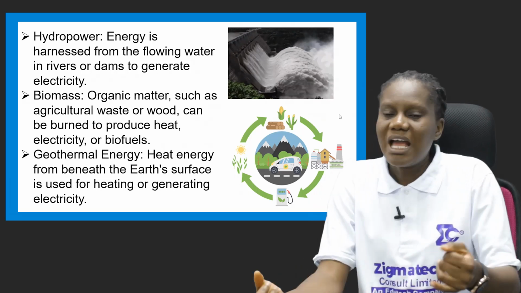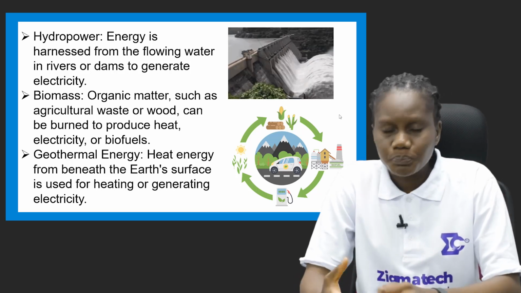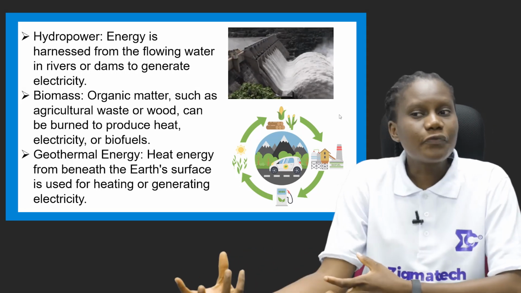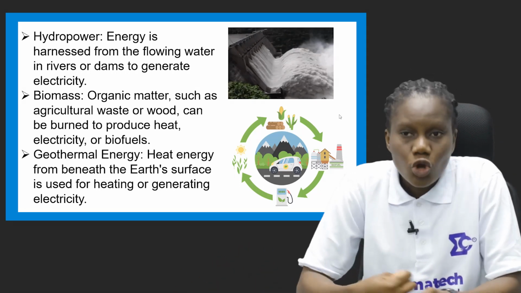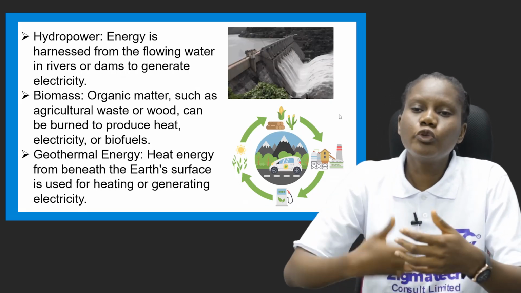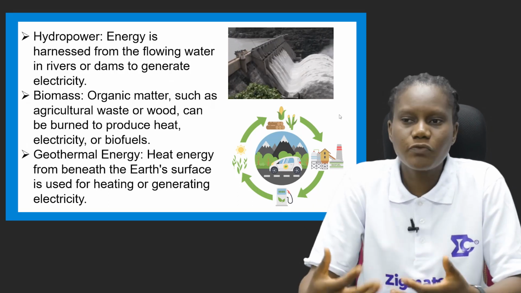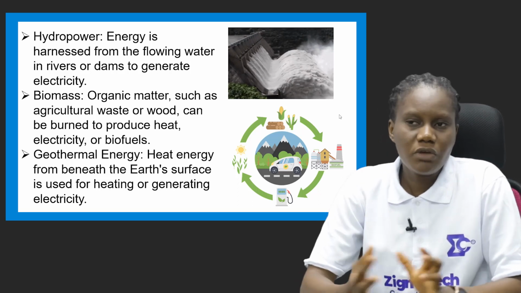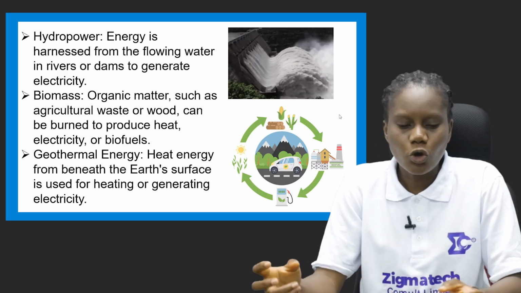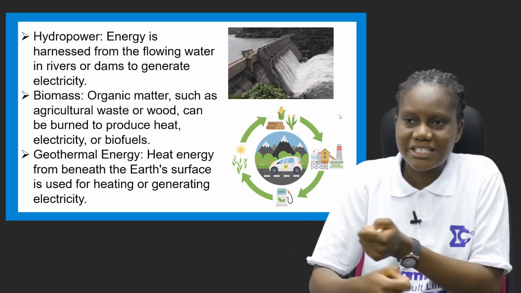So organic matter, such as agricultural waste. When we're talking about agricultural waste, we're talking about your plants, or the food you got from them, their fruits, their leaves, or even the wood. Over time you can burn them to produce energy, to produce heat, to produce electricity or biofuels. There was a time in Nigeria, I don't know if they still sell it, we had a biofuel stove, and they converted organic matter into fuel.